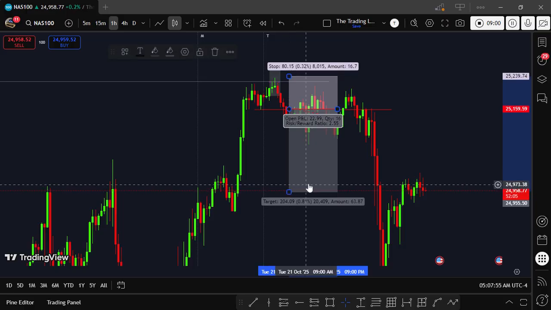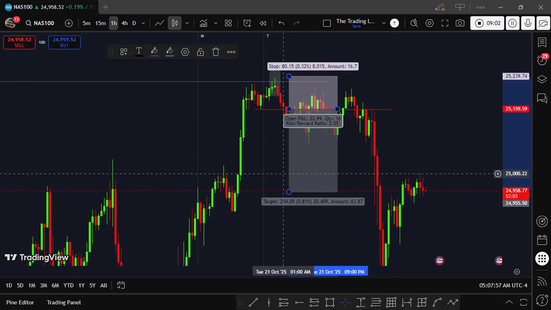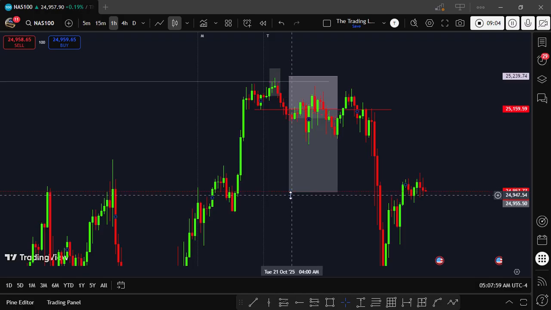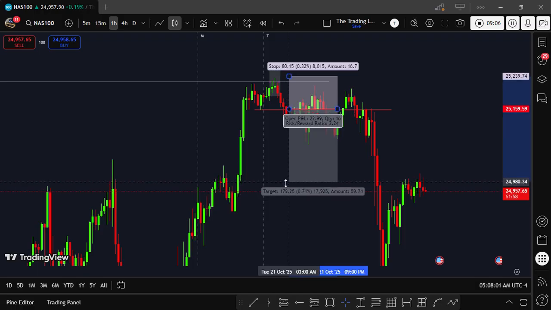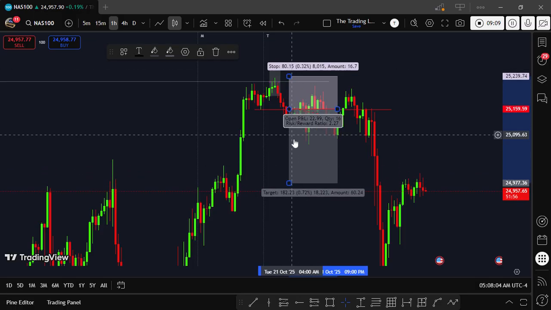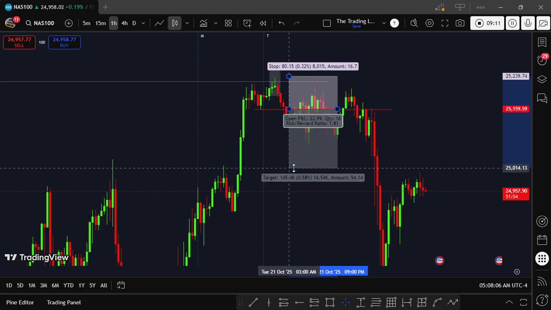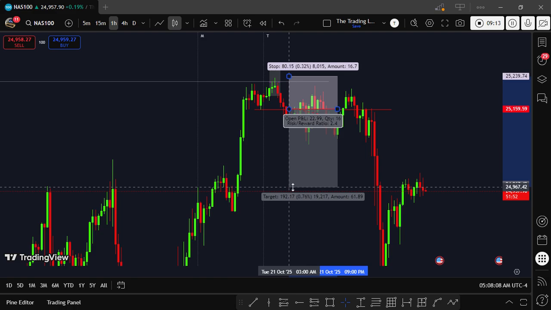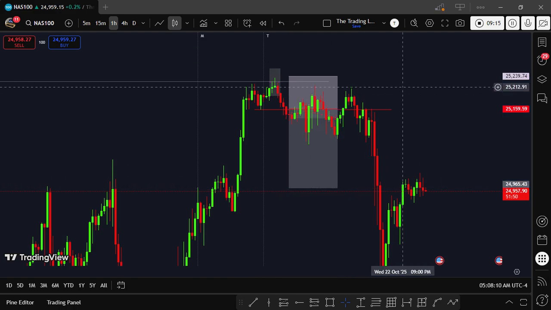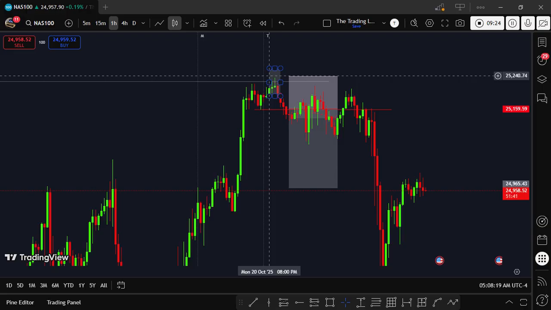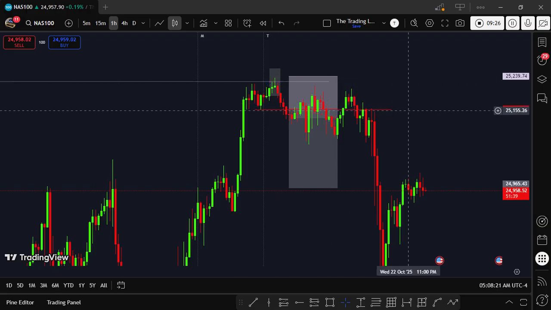So if we risk 80, we're expecting to get times 2 of that, which is somewhere around here, or somewhere around here, or here. But whatever it is, we should expect to get 160 or thereabouts, or 190 or thereabouts. So you do your calculation yourself. But the best is to always expect only 2R.